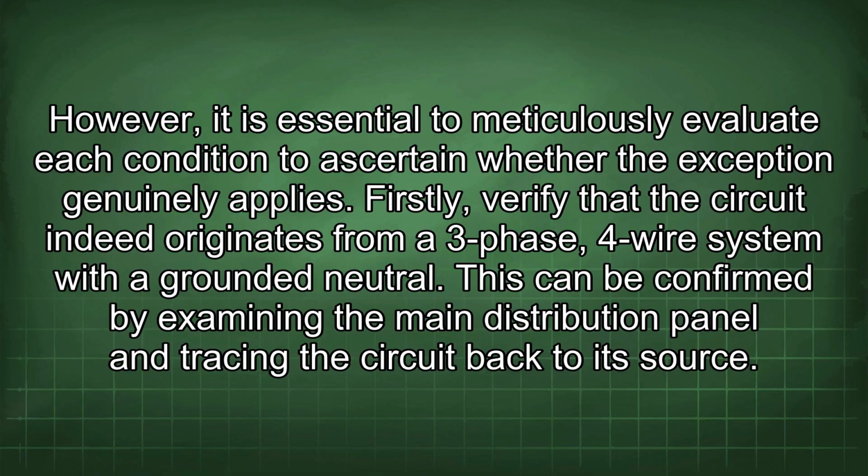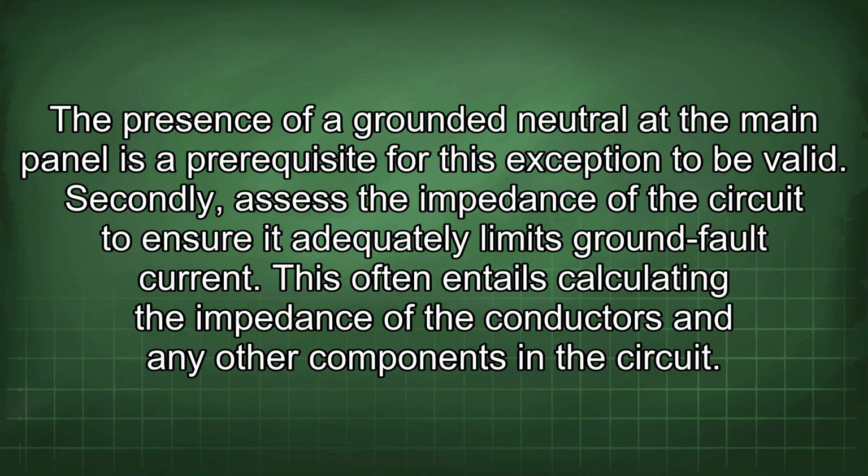Firstly, verify that the circuit indeed originates from a three-phase, four-wire system with a grounded neutral. This can be confirmed by examining the main distribution panel and tracing the circuit back to its source. The presence of a grounded neutral at the main panel is a prerequisite for this exception to be valid.